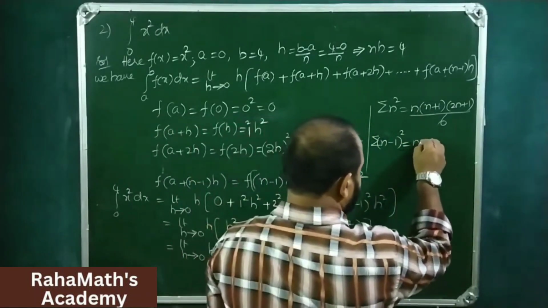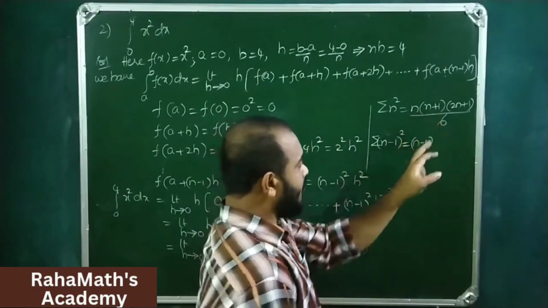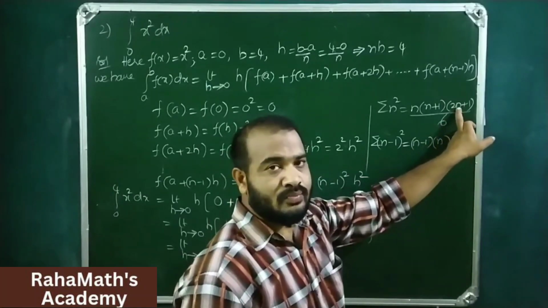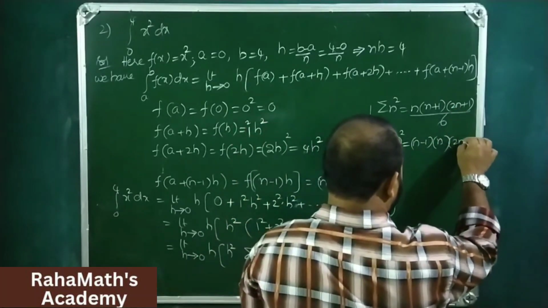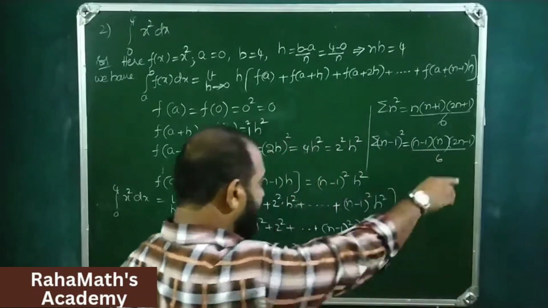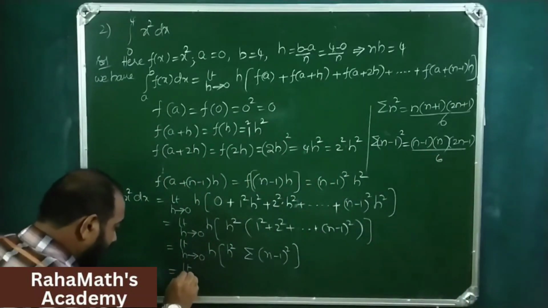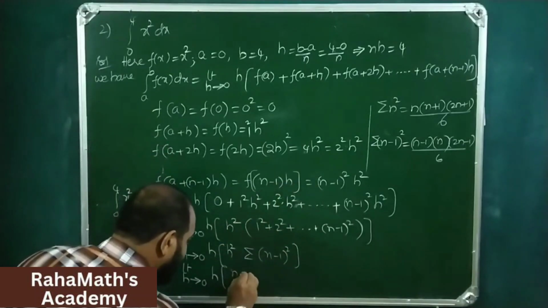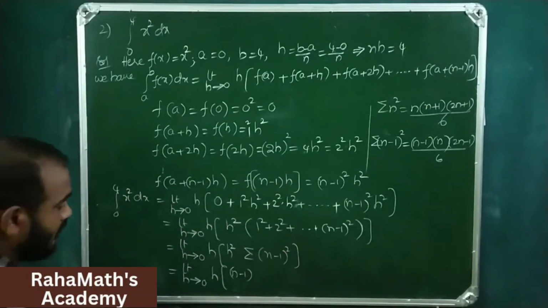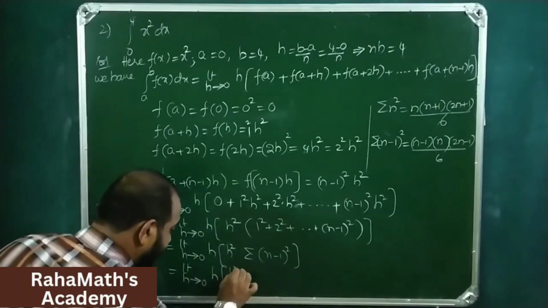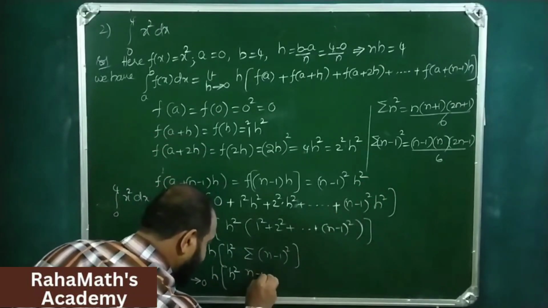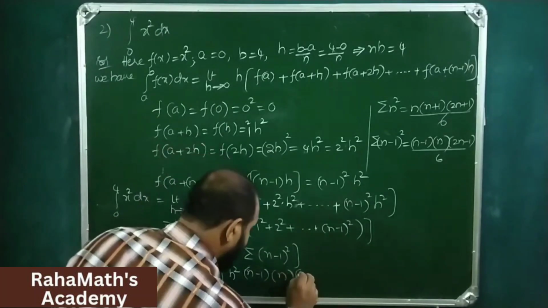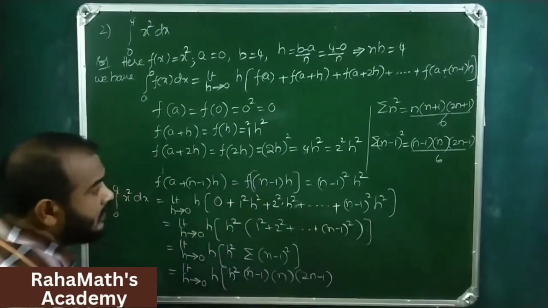So (n minus 1), (n minus 1 plus 1) which is n, and 2 into (n minus 1) is 2n minus 2, plus 1, so 2n minus 1, by 6. Simply that value we will substitute here. The limit h tends to 0 of h into h square, which is already there, into (n minus 1) into n into (2n minus 1) by 6.